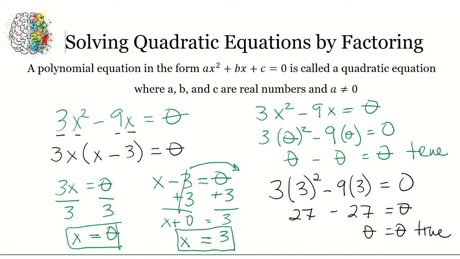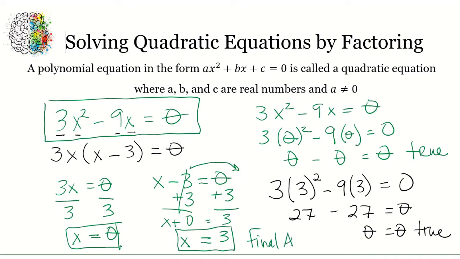So this was my original equation, and then my final answer would be 0, 3 to show the two possible answers for x.